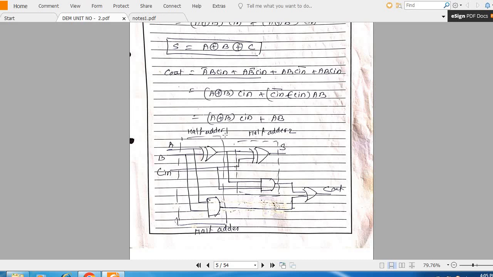So if I see here, this is our half adder circuit. This is also a half adder circuit. So a full adder can be constructed using 2 half adders and 1 OR gate. This is to be added together, sum and carry. So a full adder can be constructed using 2 half adders. So we'll stop here.